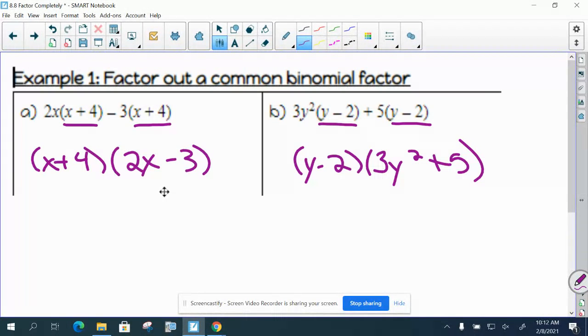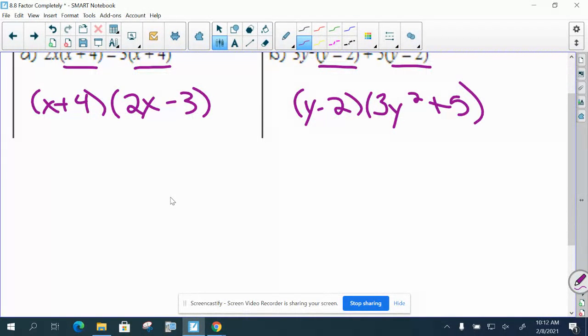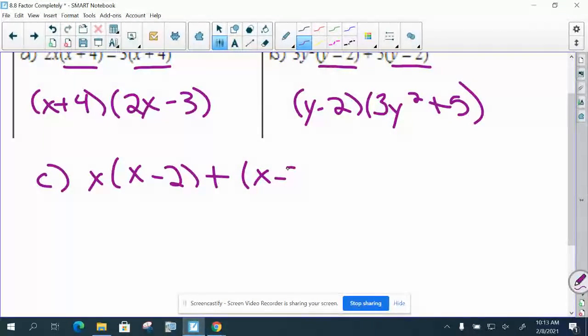And then for the ones that are circled, you can kind of ignore that little note at the top, complete on Polaris. That was something for last year. But for part C, you can go ahead and do this for your Ed puzzle questions. This is x times x minus 2 plus x minus 2. Okay, so go ahead and try to solve this question.